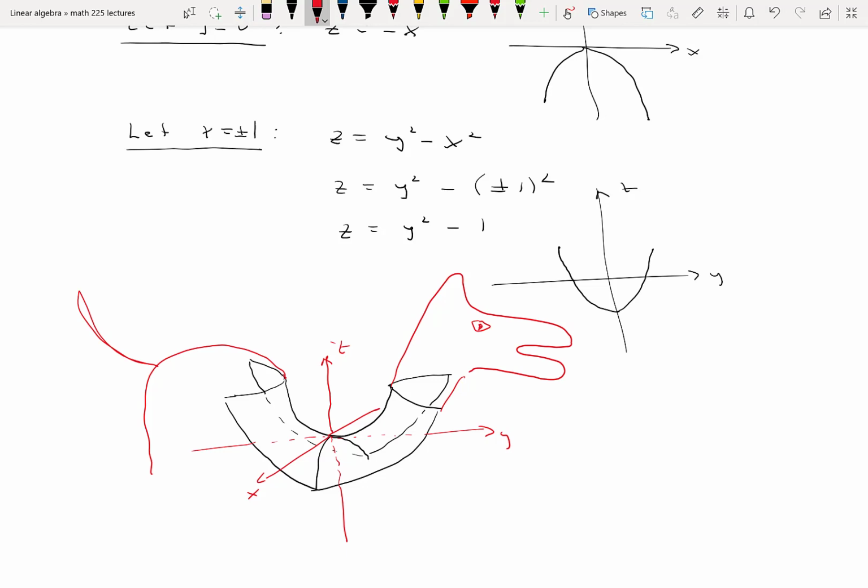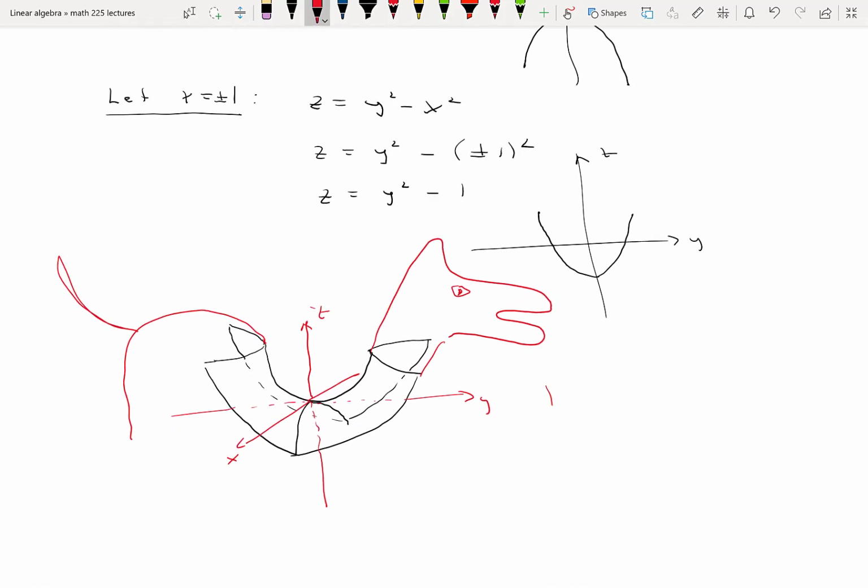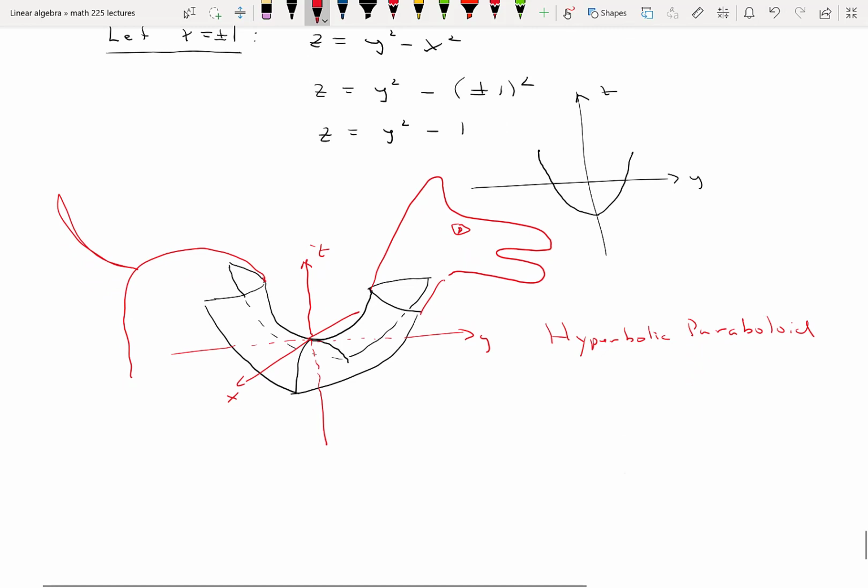It's not called a horse's head though. It's called a hyperbolic paraboloid. Saddle shape. So, I kind of indicated how you memorize the shape.